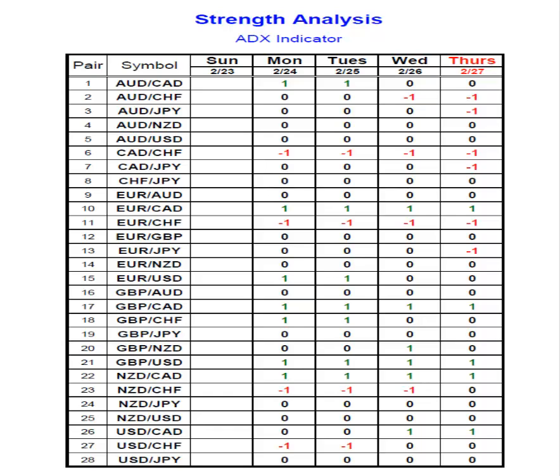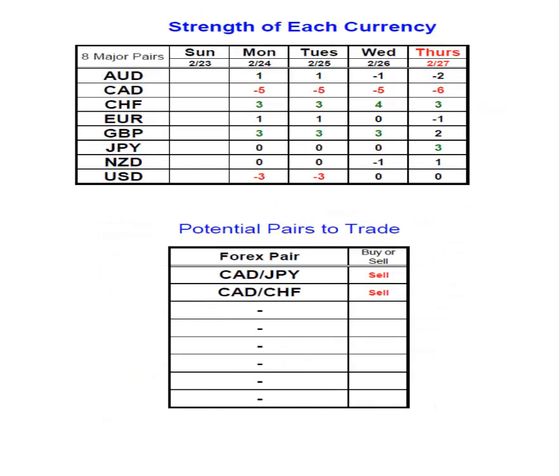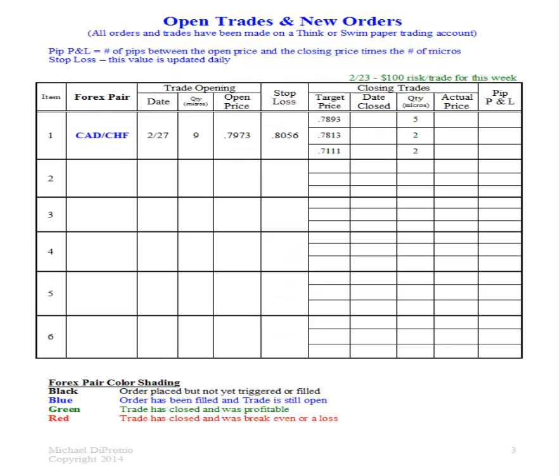Here's the ADX analysis chart for Thursday, February 27th. Please compare this with the results of your analysis. From the ADX analysis and the strength calculator, we have the following currency strengths. There are two strong currencies and one weak currency. There are two qualified pairs, the CAD yen and the CAD Swiss franc.